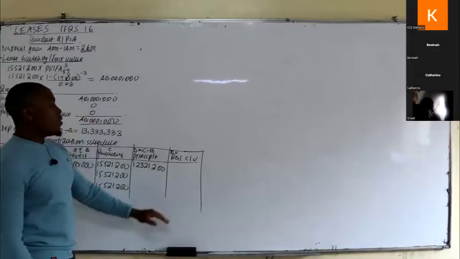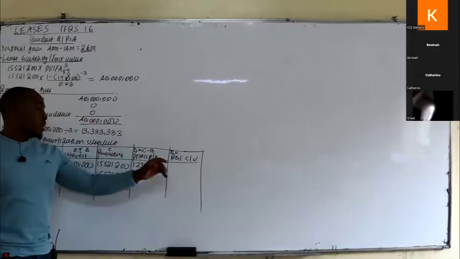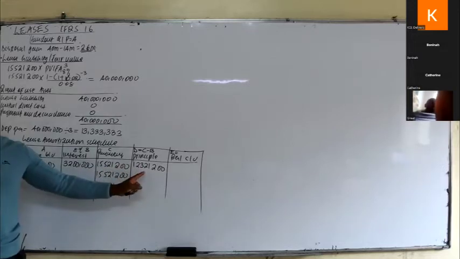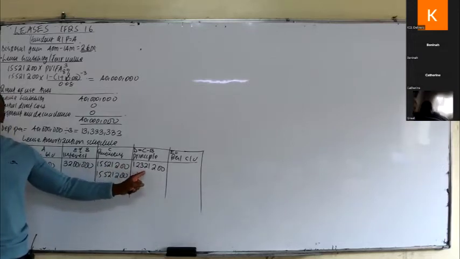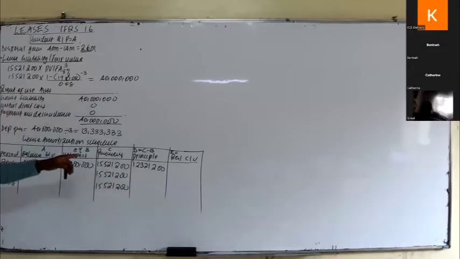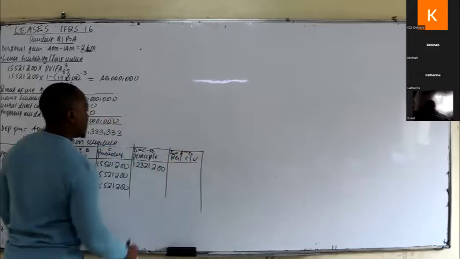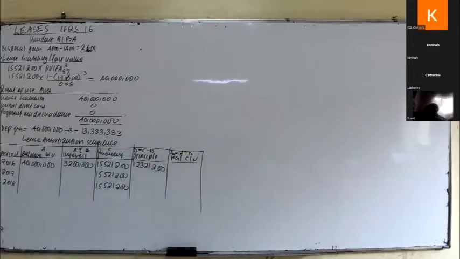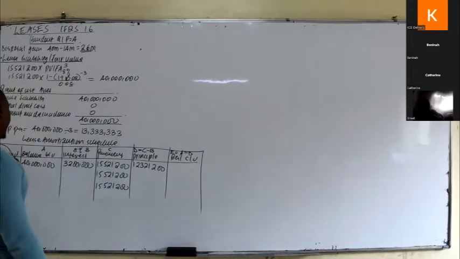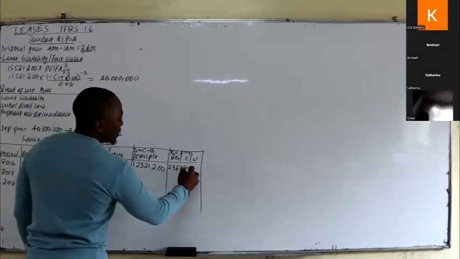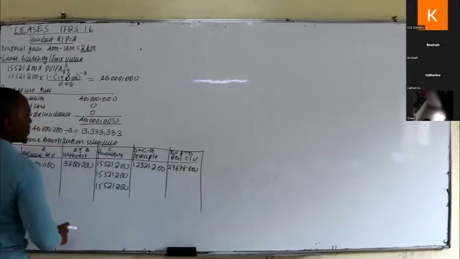12,3,200. Now you want to get the balance carried down. The balance brought down was 40 million. Then you deduct the principal payment. So you take the balance brought down and minus the principal. So to get E, you take A minus D. How much will be the balance carried down? 27,800. The balance carried down becomes the opening balance.